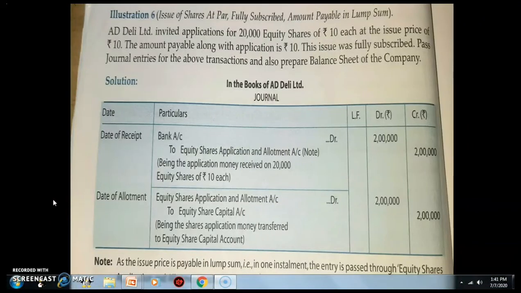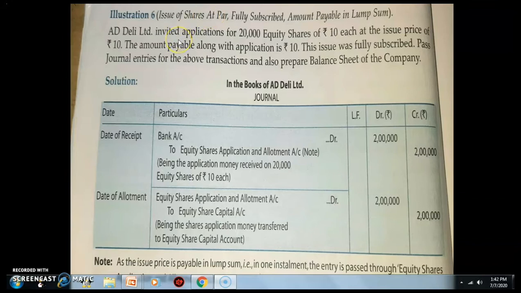Now let us do one more problem. Here is the problem: AD Delhi Limited invited applications for 20,000 equity shares of rupees 10 each at the issue price of rupees 10. The amount payable along with application is rupees 10. This issue was fully subscribed. Pass journal entries for the above transactions and also prepare balance sheet of the company.